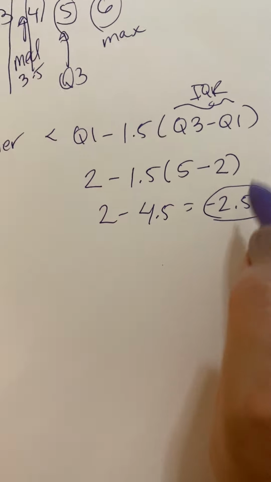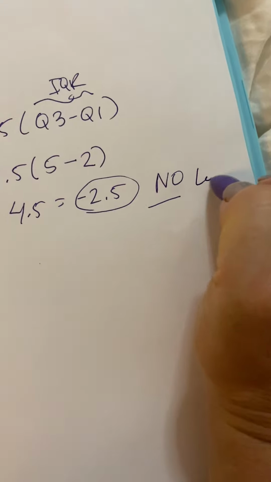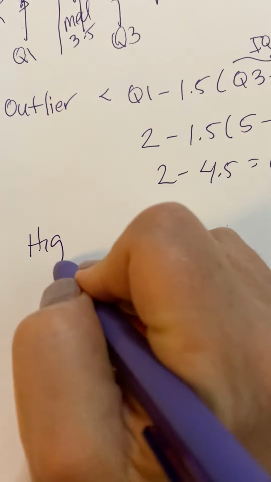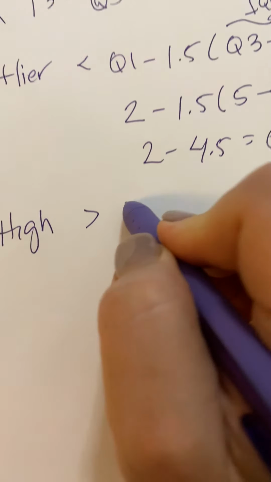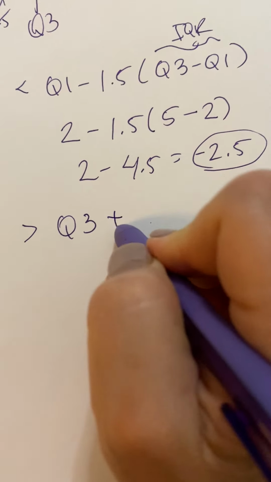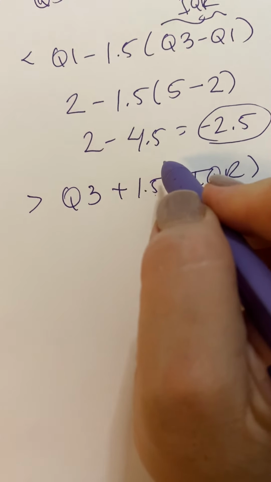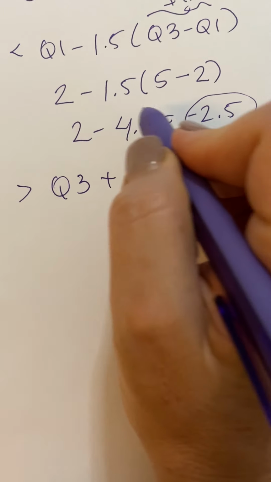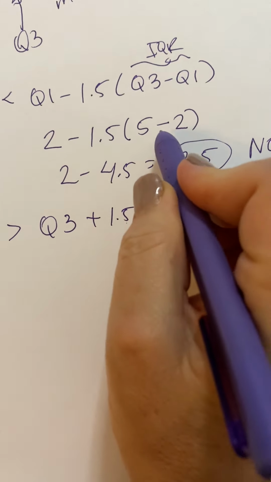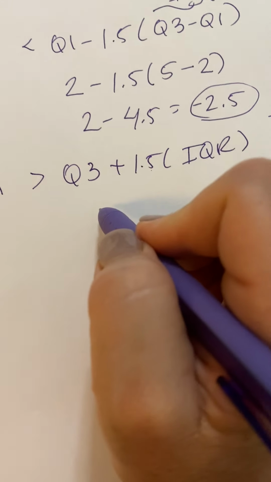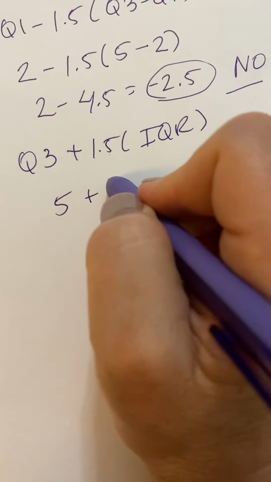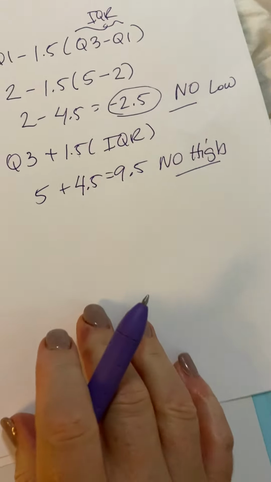So any number that's less than 2.5, obviously my data set has nothing less than that, so I have no low outliers. I want to check for my high outliers. For my high outliers, remember it's any number that's greater than Q3 plus 1.5 times my IQR. I already found my IQR was 4.5, so I don't have to do that again. So my Q3 is 5, and my IQR is 4.5, so that's 9.5. And so my highest number is 6, so I have no high outliers. So I am set for that.